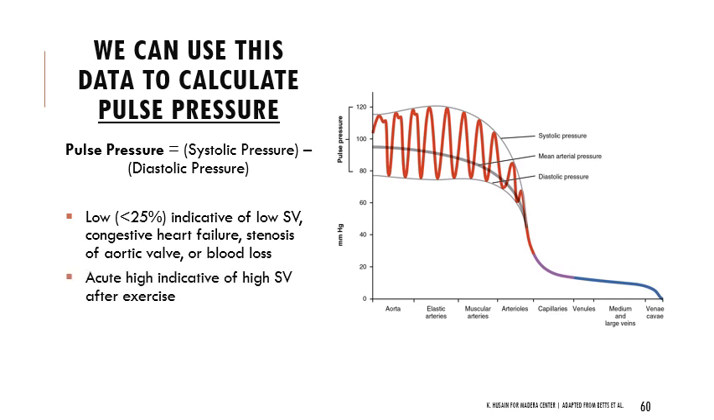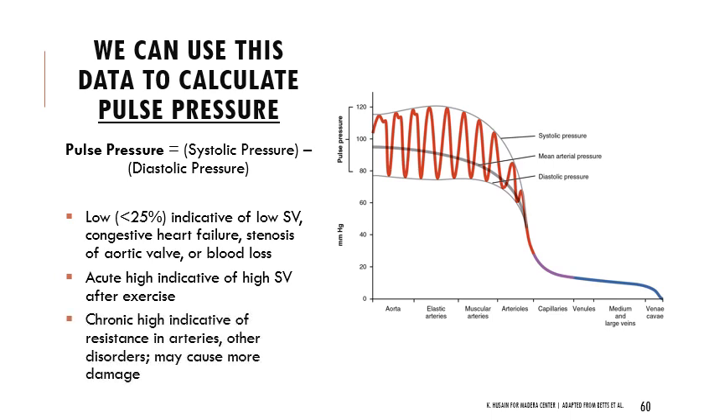If you have a short incidence of very high pulse pressure, so a greater difference between the systolic and diastolic pressures, that might just be indicative of having a high stroke volume after exercise. But if it's chronically high, that indicates resistance in the arteries or many other disorders. And having that chronic high pulse pressure can cause damage over time.